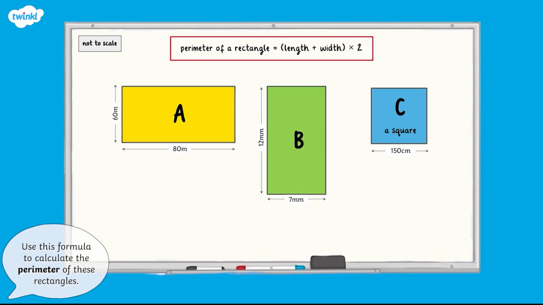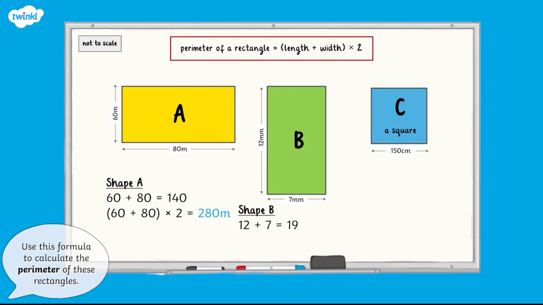How did you do? To find the perimeter of shape A, you add 60 and 80 to make 140, then double it or multiply it by 2, which is 280. The perimeter of shape A is 280 metres. To find the perimeter of shape B, you add 12 and 7 to make 19, then multiply 19 by 2 to make 38. The perimeter of shape B is 38 millimetres.